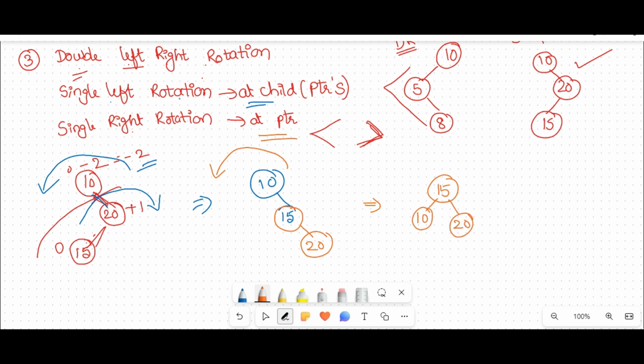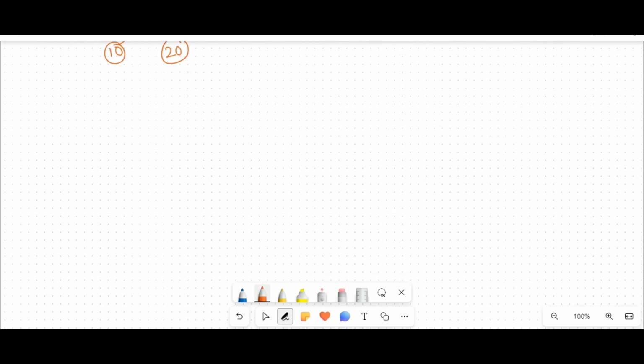Don't calculate balance factors again here. After applying both single rotations, only then find out balance factors. Here I told you first apply single left rotation and then single right rotation, which is nothing but your LR rotation. Or directly you can do like this. If the tree is like this, make 15 the root node. As it is a binary search tree, 10 you will get on the left side, and 20 on the right side as it is greater. This is double left right rotation.